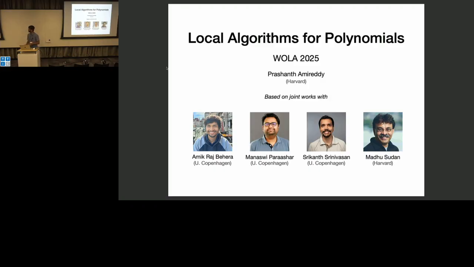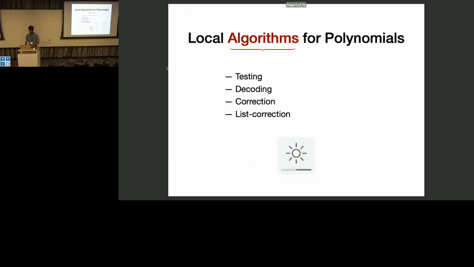I'll be talking about some joint works with Amireddy, Manasvi Parashar, Shrikant Srinivasan and Madhusudan. So what do I mean by local algorithms? There's a few different algorithms that we look at. These are testing, decoding, correction, and local correction. In this talk, I'll mostly be focusing on testing and correction, which I'll also define shortly.